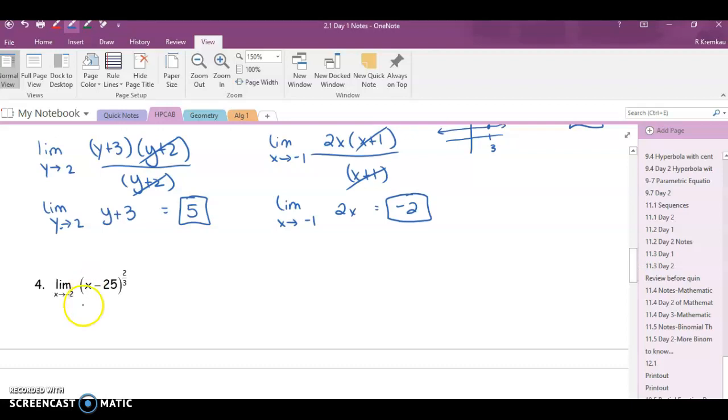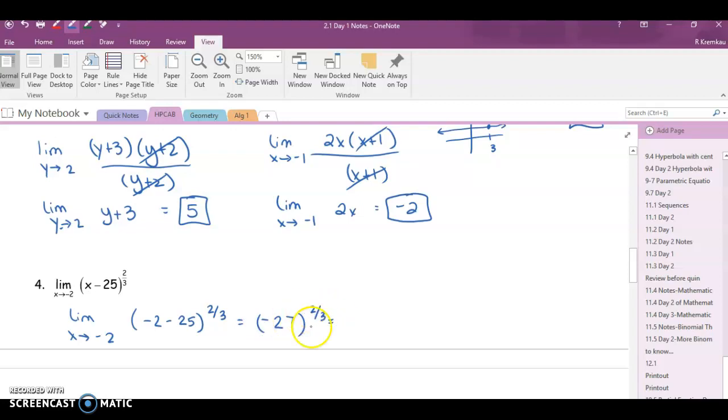Let's see. And then number 4. Okay, we've got x approaches -2. What we're going to do is, I can't do any factoring, so I'm just going to plug it in. So the limit as x approaches -2 of the quantity -2 minus 25 to the 2/3. We're going to end up with -27, I apologize, to the 2/3.